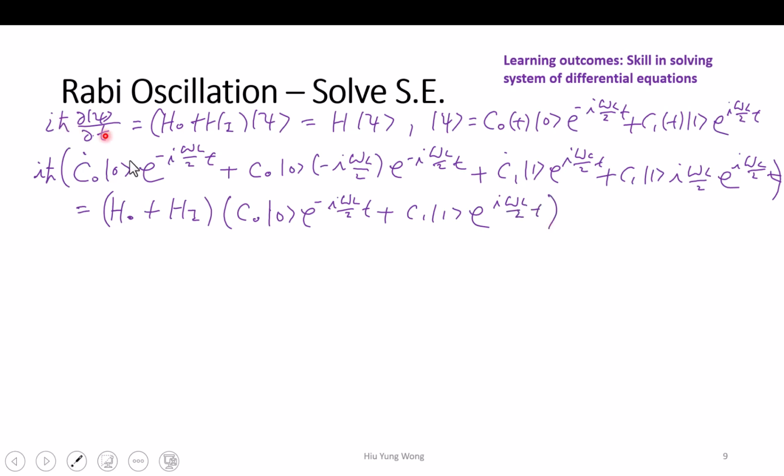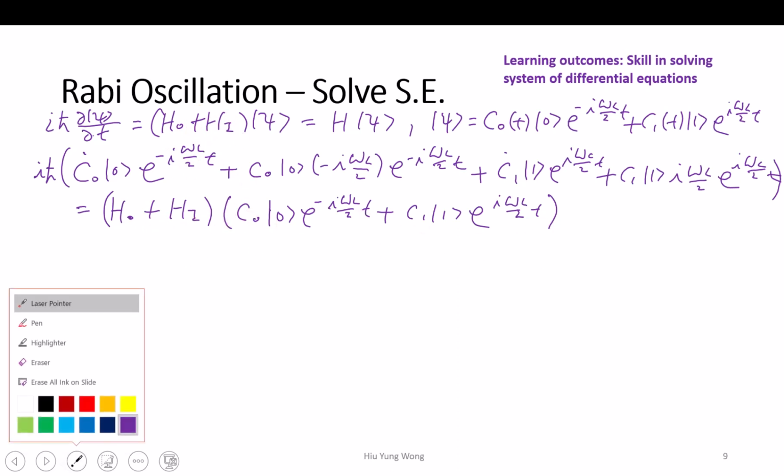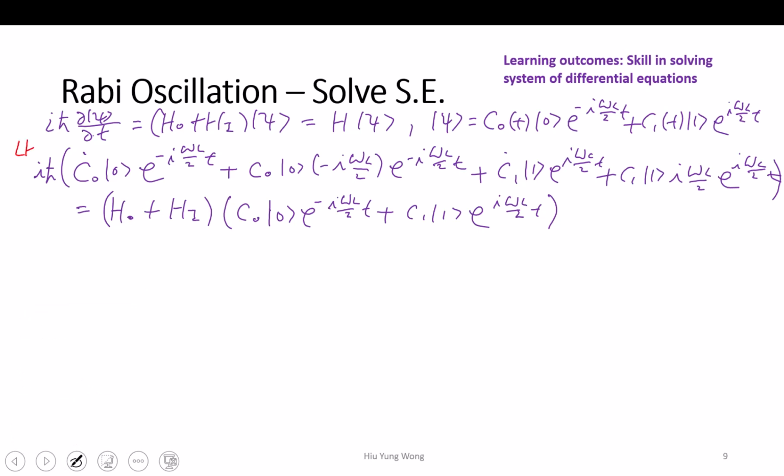So let me say again, this is the Schrodinger equation. I do differentiation on psi first. This is psi, right? When I do differentiation, I differentiate each term one by one. And here, this is time dependent. I get C0 dot, and then the rest a copy. And then I differentiate this one, I get negative i omega L divided by 2, the rest a copy. And that is the same for this term. Then the whole thing equals the right-hand side, H0 plus HI, and I just copy the whole term. This is what I call the left-hand side, and this is the right-hand side, right?